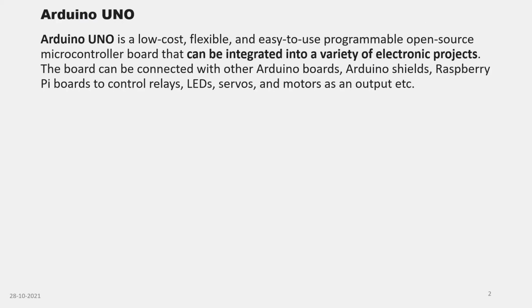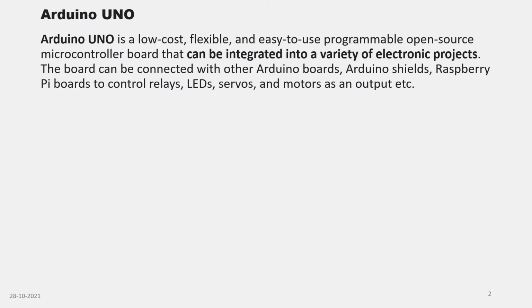Arduino Uno is a low-cost, flexible, and easy-to-use programmable open-source microcontroller board that can be integrated into a variety of electronics projects. The board can be connected with other Arduino boards, Arduino Shields, Raspberry Pi boards to control relays, lasers, servos, motors as an output.